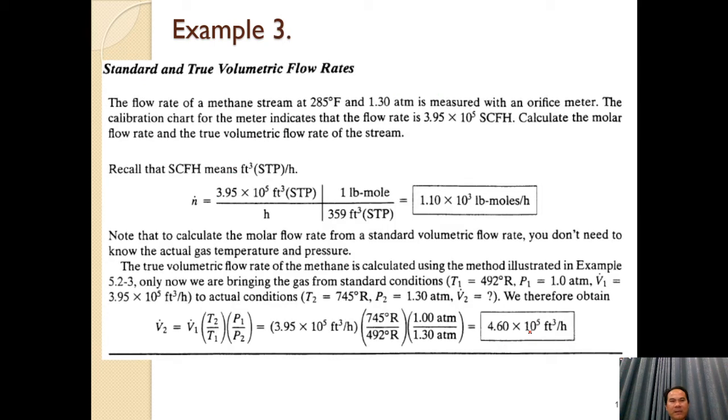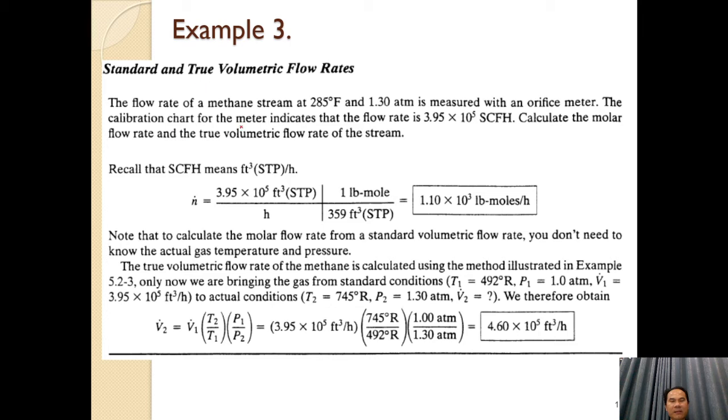For the next example, we talk about the standard and true volumetric flow rate. The flow rate of the methane steam at 285 Fahrenheit and 1.3 atm is measured with the orifice meter. The orifice meter is the equipment used to measure the flow rate of the methane steam in the gas phase.